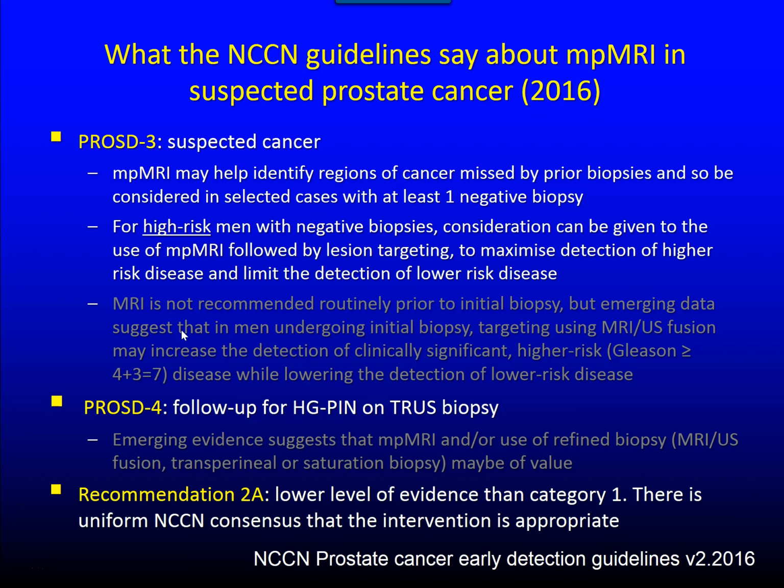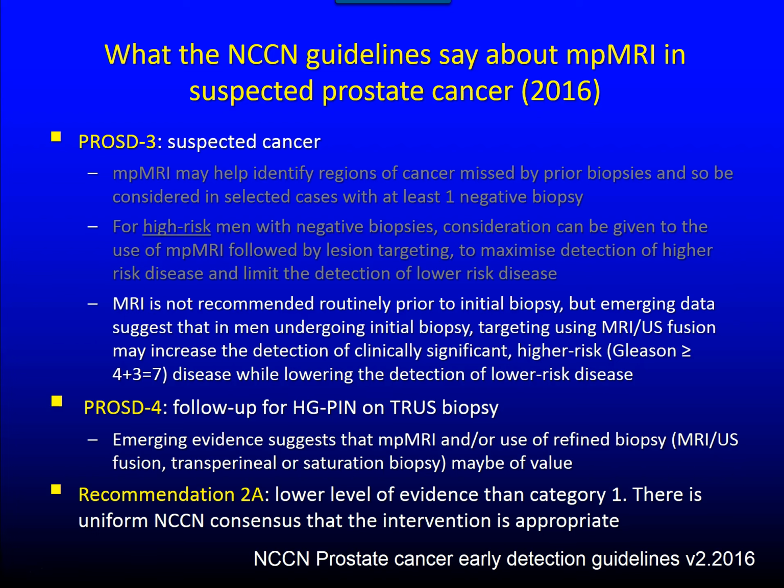The other interesting thing it says is for high-risk men with negative biopsies. High-risk men. So who are these high-risk men? Well, we'll come back in a second. So for high-risk men with prior negative biopsies, consideration should be given to the use of MRI, followed by lesion targeting to maximize detection of higher grade, higher risk disease and limit the detection of lower risk disease. And in fact, this gets a recommendation of 2A, which is the first category below the top category, which is a category 1.